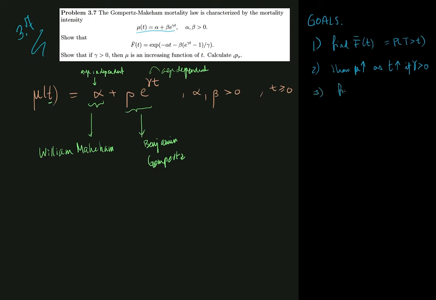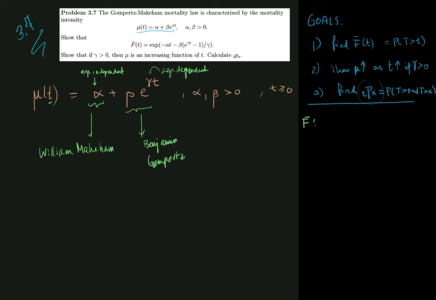And in 3, we want to find tpx, which is the conditional probability of survival for an x-year-old past the next t years. So given that the lifetime is greater than x, then the probability that it will be greater than t plus x. Okay, now we can just write up a few definitions, so we're all ready to go.